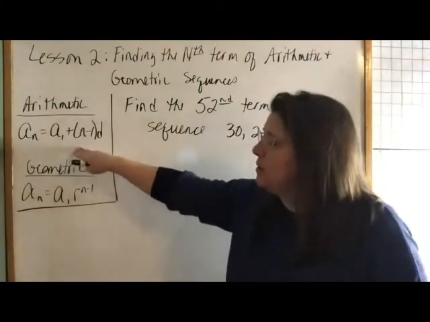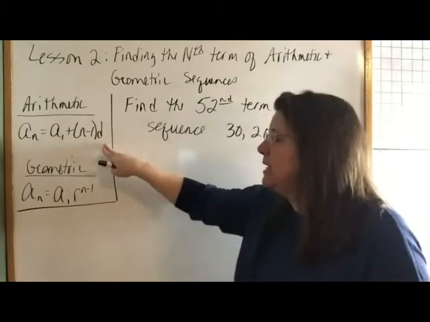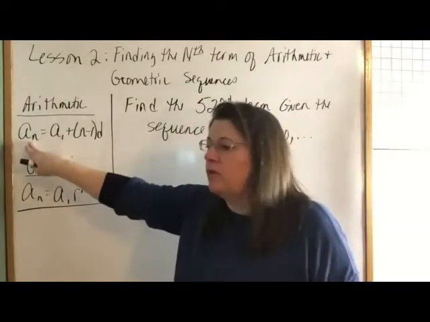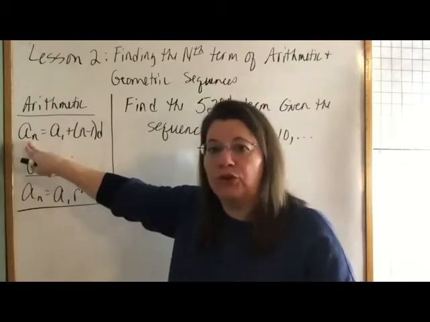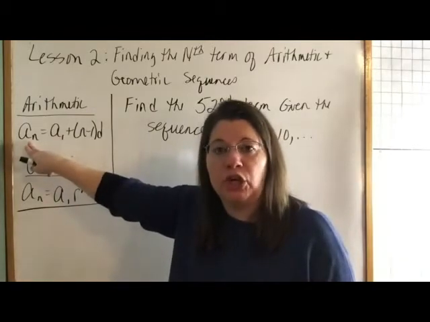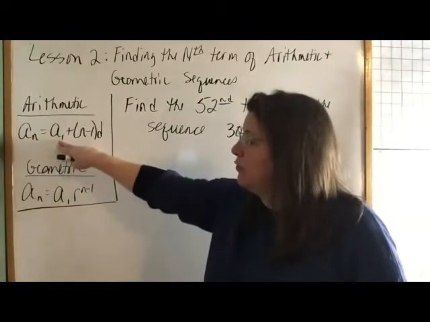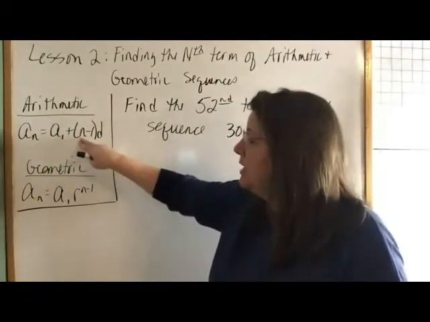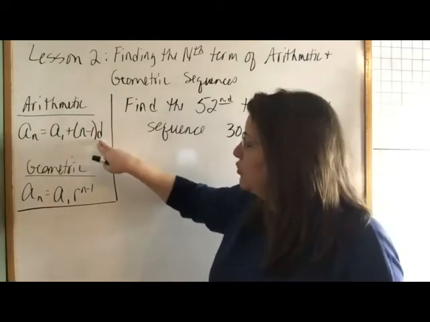In the arithmetic sequence, where a sub n equals a sub 1 plus n minus 1 times d, a sub n is your final answer, your final amount, your whatever term number it is. So if you're looking for the 10th term, your a sub 10 would be the 10th term. A sub 1 is the first term in the given sequence. N is the term number of the term that you're looking for, and then your d is your common difference.